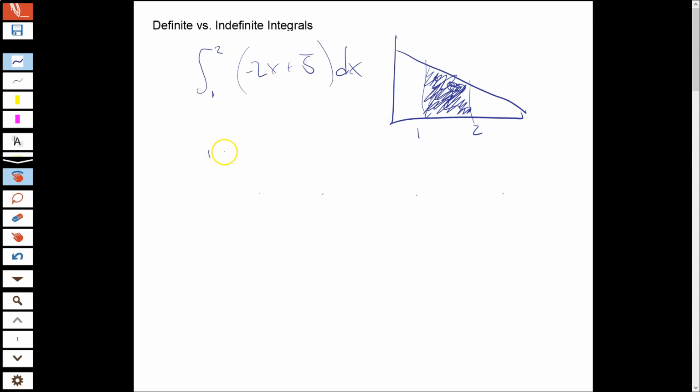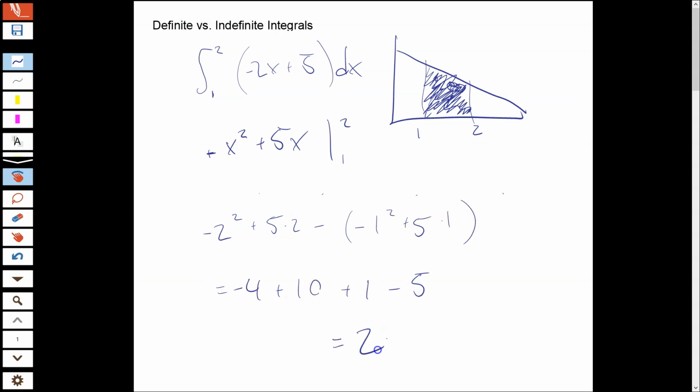I would anti-differentiate, so I get negative x squared plus 5x, because I did reverse power rule here. And then I'd evaluate from 1 to 2. Okay, so you know at this point in your integral career how to solve that, right? And you know that this means that the area under the curve here is 2. Right? So this is what's called a definite integral. So it refers to a specific area on a graph.